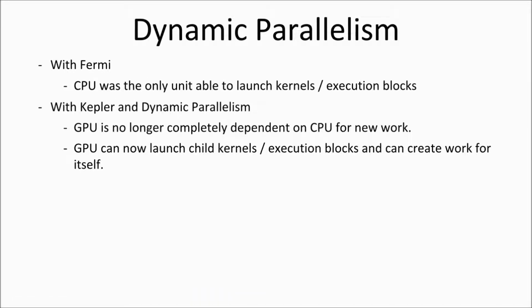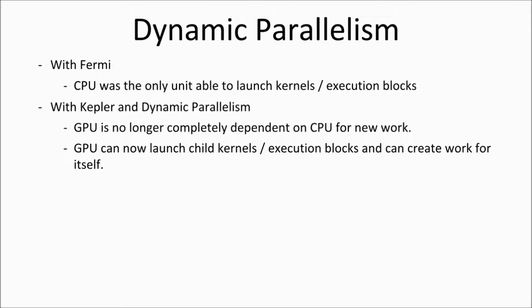Before we actually solve this problem with dynamic parallelism, let's take a quick look at what Kepler and dynamic parallelism had to offer over its predecessor, the Fermi architecture. In the Fermi architecture, all work was launched from the CPU, and kernels would basically run until completion and return execution back to the CPU. Results would either be used for the final solution or would be analyzed by the CPU, which would then send out additional requests to the GPU for processing. With Fermi, the CPU was the only unit able to launch kernels and execution blocks.